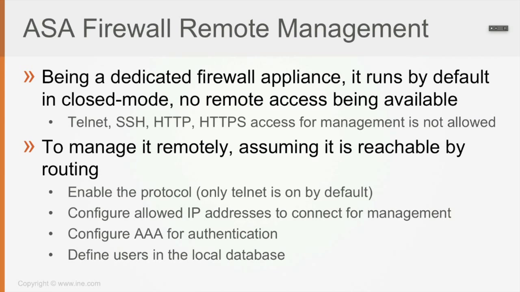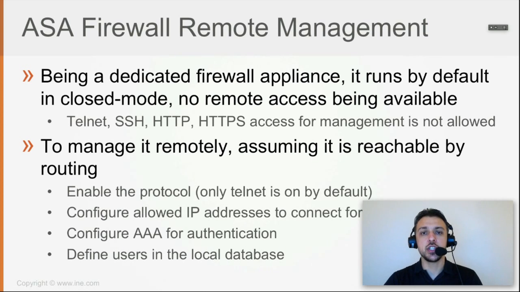So to manage the ASA remotely, assuming it is reachable by routing, you have to first enable the protocol. If you want to manage it via SSH, you have to enable SSH to begin with. If you want to manage it via HTTP, you have to enable HTTP to begin with. Then you have to configure the allowed IP addresses used to connect for management. If you want to manage the ASA from your PC, which has an IP address of 10.10.10.10, then you have to tell the ASA that it may be managed from that IP address. That's what I meant by the ASA running in closed mode by default.